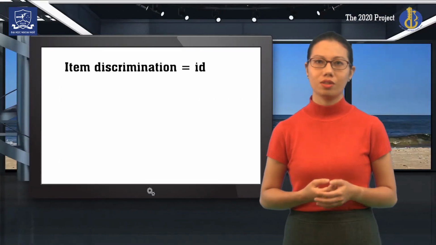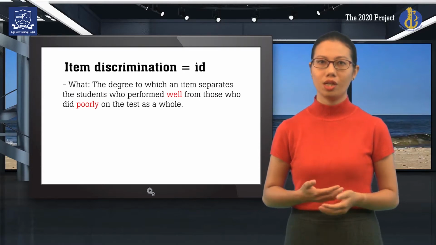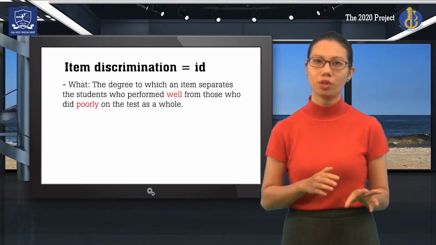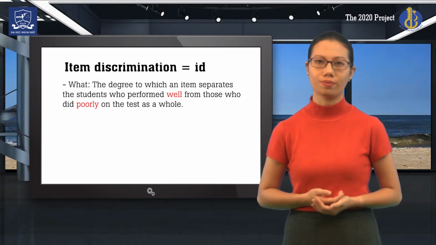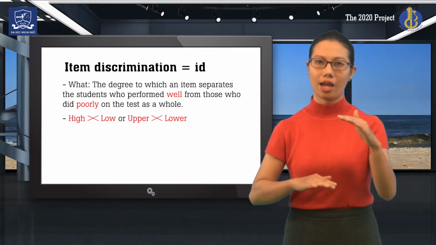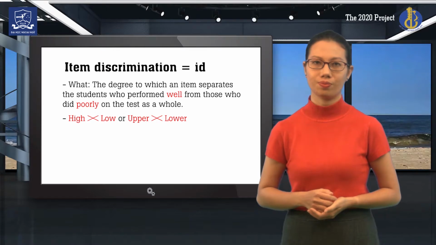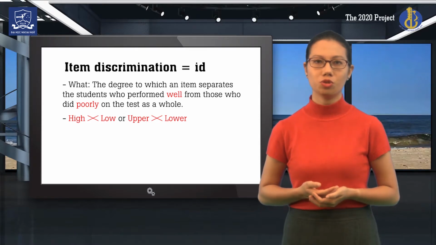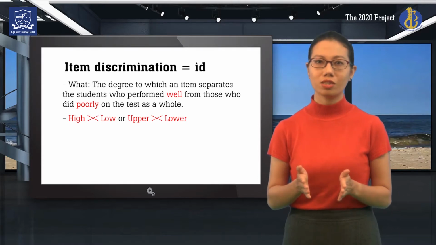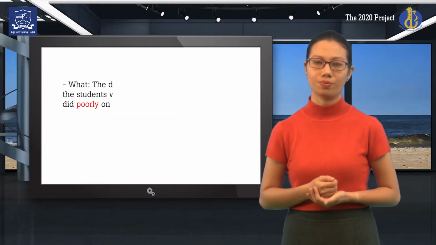Item discrimination, ID, is a statistic that indicates the degree to which an item separates the students who performed well from those who did poorly on the test as a whole. These two groups are sometimes referred to as the high and low scorers, or upper and lower proficiency students. The reason for identifying these two groups is that ID allows teachers to contrast the performances of the upper students on the test with the performances of the lower students.